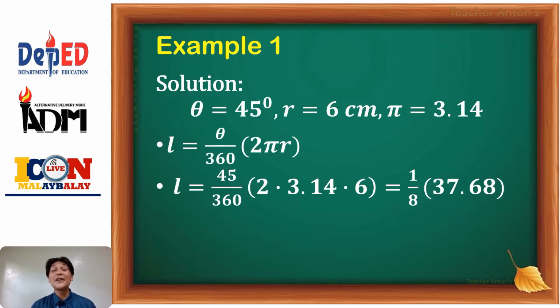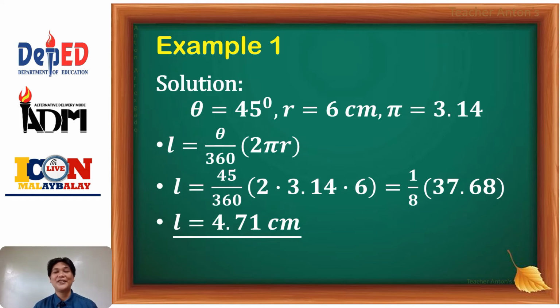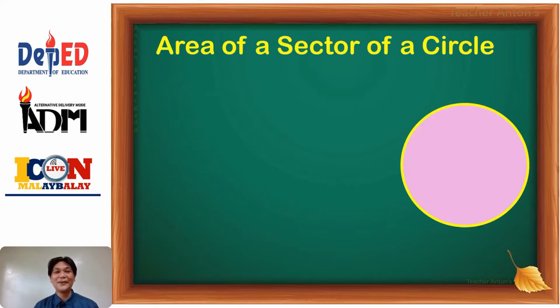Now, 37.68 divided by 8, the arc length is equal to 4.71 centimeters. So, this will be our answer to Example 1. I hope you understand that one. Let's go. Now, another topic is the area of a sector of a circle.